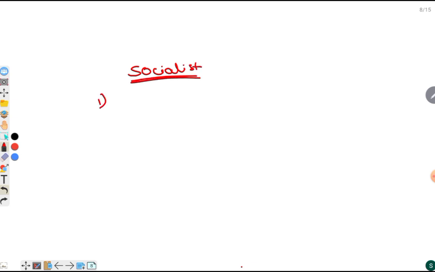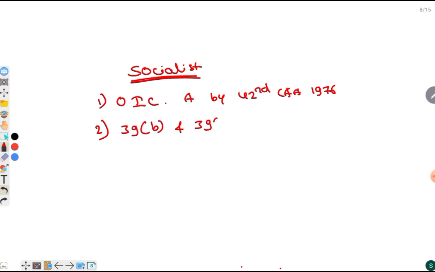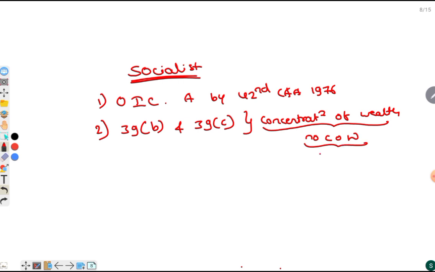The word socialist is not mentioned in the original Indian Constitution. It was added by the 42nd Constitutional Amendment Act, 1976. The socialist principle is seen in Article 39B and 39C, which are related to the concentration of wealth. That is, the wealth should be distributed equally among the citizens. Articles 39B and 39C are DPSP, Directive Principles of State Policy.